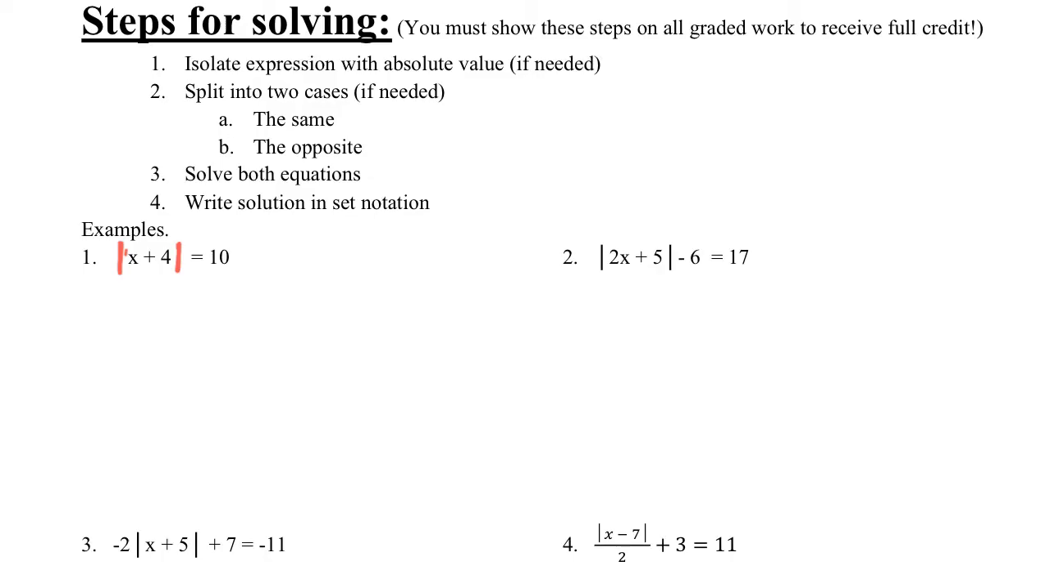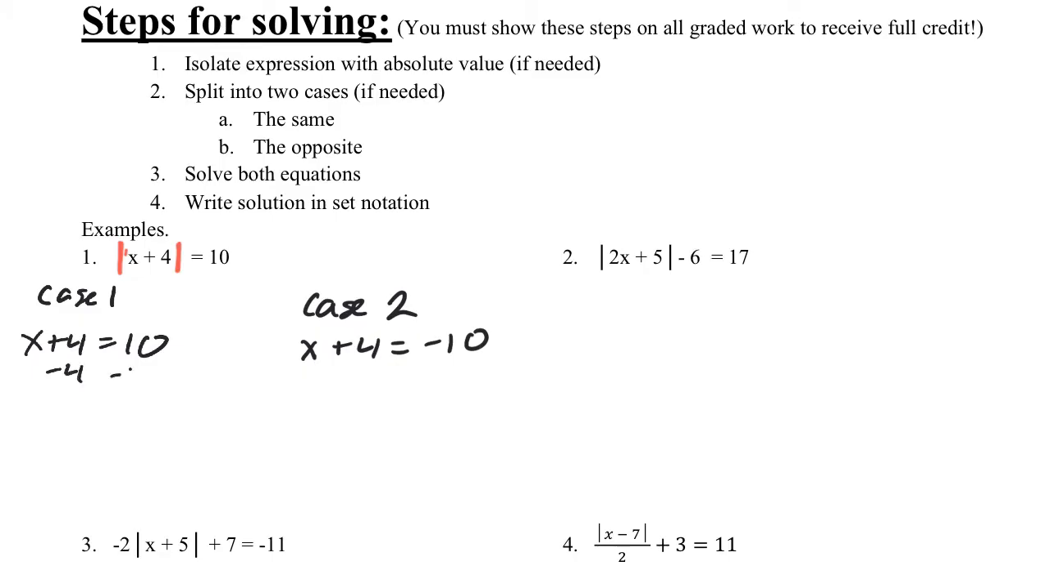We can take a look at case 1. That's our x equals a, or in this case, whatever is inside of the absolute value equals a. So we're going to have x plus 4 equals 10. Or case 2, which is our opposite case: the expression inside the absolute value equals the opposite, negative 10. And we want to solve these two cases. That's step 3.